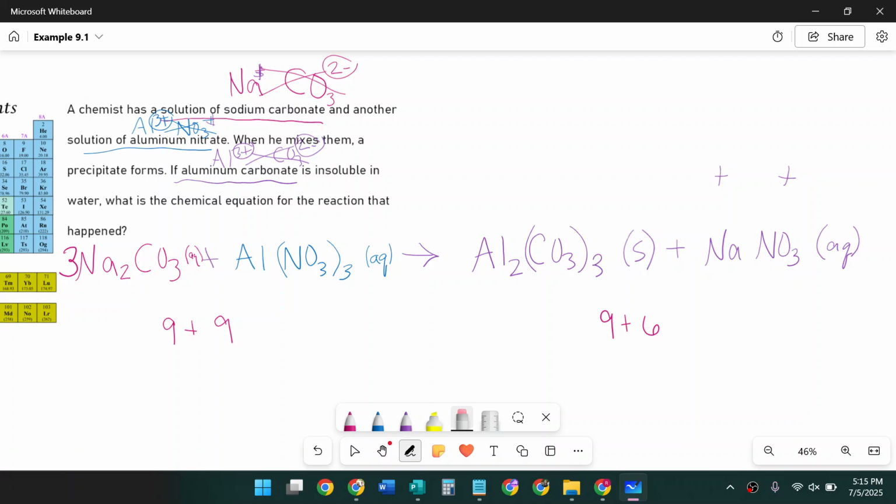So if we change this number to a 3, then we'll have a 9 over here. That'll fix it. That also fixes, no, it does not fix our sodium. So we'll end up coming back to that again. So do you see how I'm just kind of going back and forth so I can fix it? You can do it in different ways, but I just hit one thing at a time and I keep going back and forth till it all is fixed.